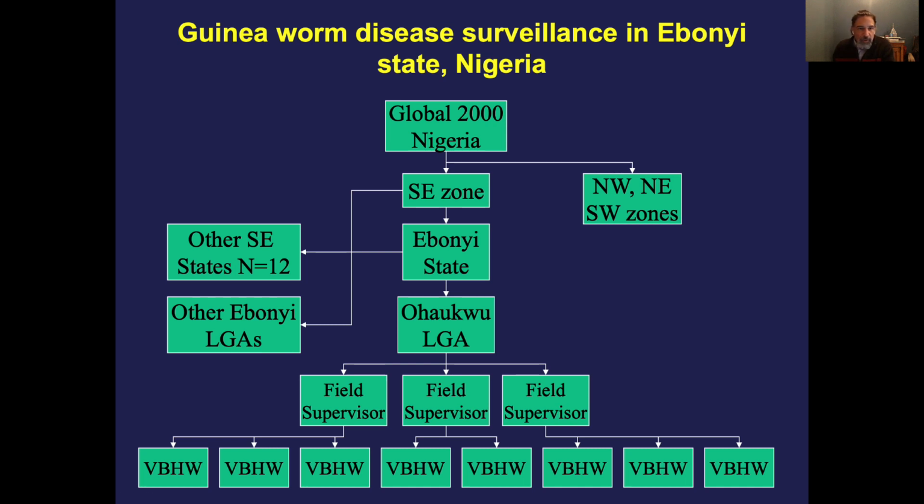So you can think about, I was working in this particular local government area, and there are many of them in the state, and so there are many villages across Hoku LGA, and the information flowed up the pipeline from the local government area all the way to the state level, and then you can imagine all the other states that were doing surveillance and eradication activities, ultimately to Global 2000 Nigeria, the Carter Center organization that was responsible for running the disease eradication activities for Guinea worm in Nigeria.